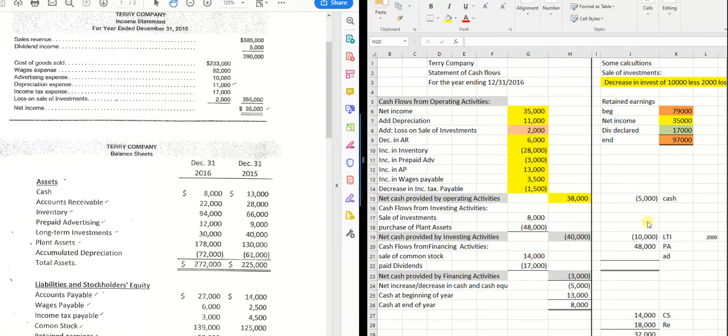Okay, so notice what I have left, and I've talked about that you look at the current assets section and the current liabilities section for your operating section.